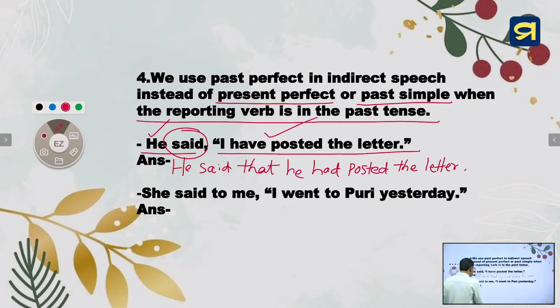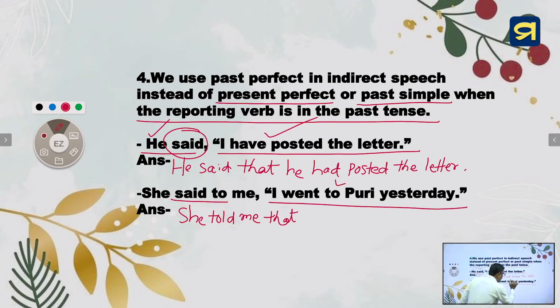Next, you see, she said to me. That means how will I write? She told me that. You see, the reported part, that means the sentence, belongs to past simple tense, and it is in which tense? Past tense. That's why past simple is changed into what? Past perfect tense. Once again, I represent which one? She, and that's why she is used.